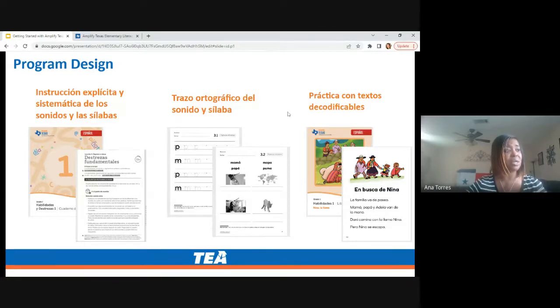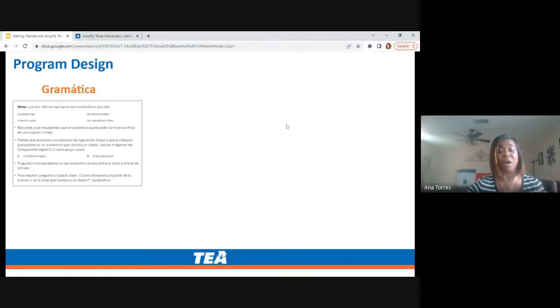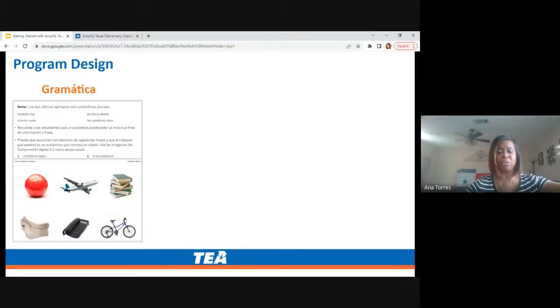As we continue to discuss the program design of Habilidades y Destrezas, we also want to add that there is grammar that is also included here, gramática. Here's an example of a grammar lesson where students are exposed to and asked to identify plural nouns. The teacher will, in essence, project this digital image. And as the students hear the teacher read the sentence there, they will be identifying what those plural nouns are. So that's an example of a grammar lesson.